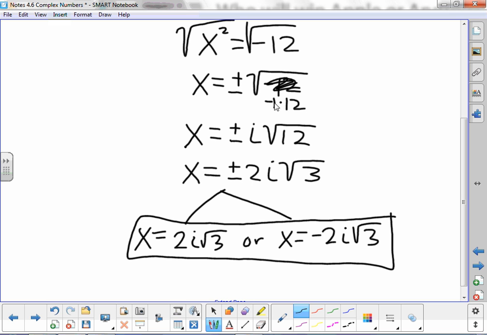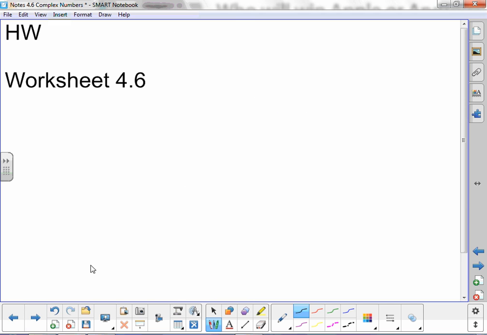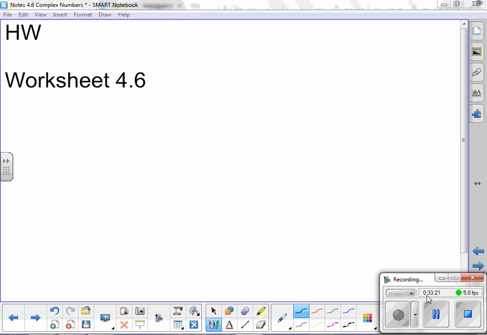So you're solving the exact same way, it's just you're pulling the i out of that using square root of negative 1. Homework worksheet 4.6, have at it.